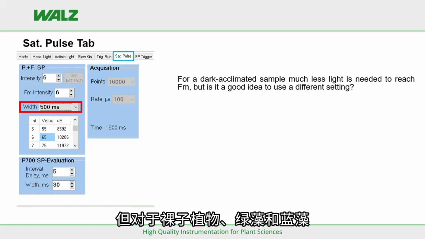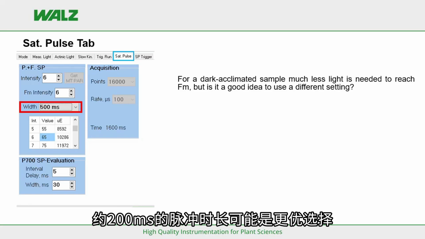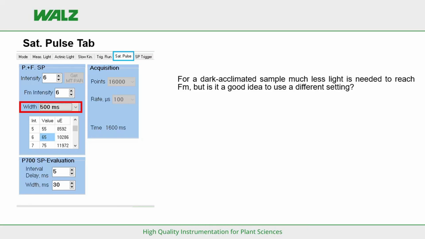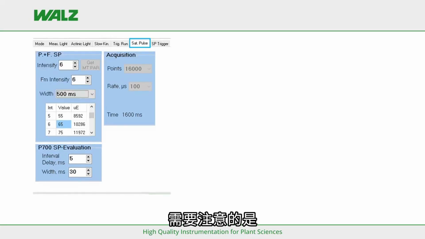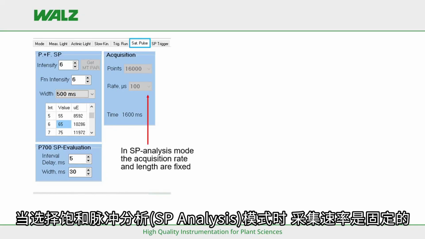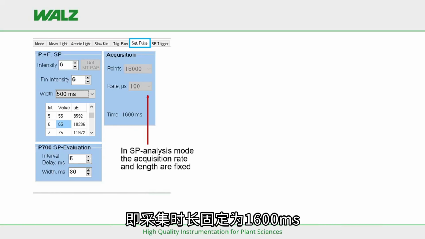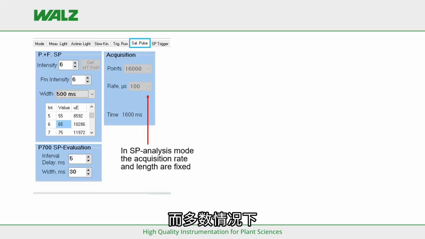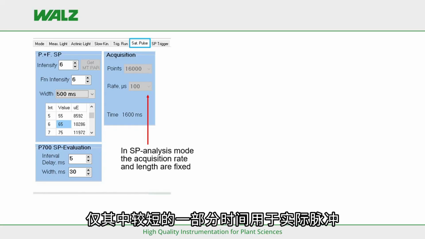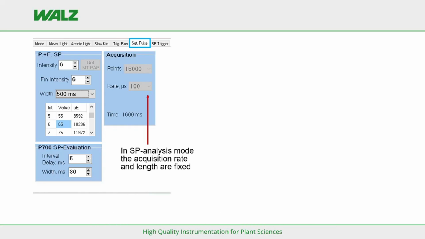However, in gymnosperms, green algae and cyanobacteria, a pulse length of about 200 milliseconds may be a better choice. It is important to realize that with respect to saturation pulses, the acquisition rate is fixed when the SP analysis mode was chosen. That means a length of 1600 milliseconds, of which in most cases only a relatively short part is used for the actual pulse.